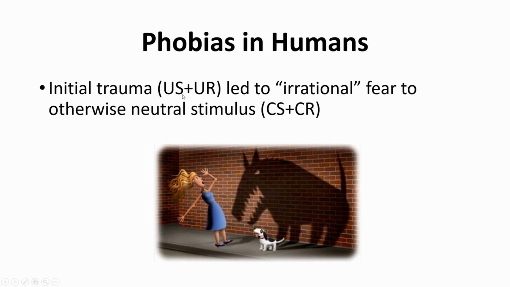We can use the example of somebody developing a fear of dogs. Their initial trauma is maybe they were bitten by a dog when they were younger. The unconditioned stimulus is being bitten by a dog, and the unconditioned response is pain and fear. The new stimulus, the conditioned stimulus, would then be the sight of dogs. And if they've generalized, it could be any dog, even very small, cute dogs. But that association between that now conditioned stimulus and the unconditioned stimulus from that initial trauma leads to a conditioned response of intense fear.